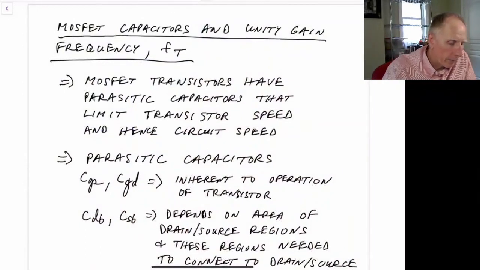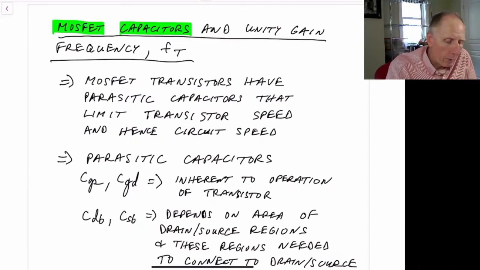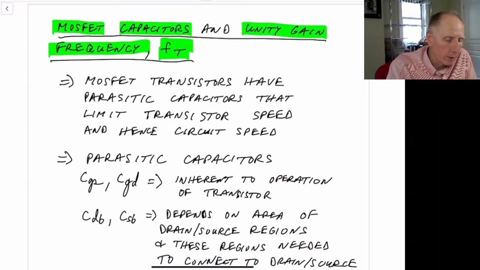So we'll be looking at the capacitors within MOSFET transistors. And we'll also be looking at the unity gain frequency, which is defined as f sub capital T. So we're using a capital T here to represent the unity gain frequency for a transistor, as opposed to for a circuit.